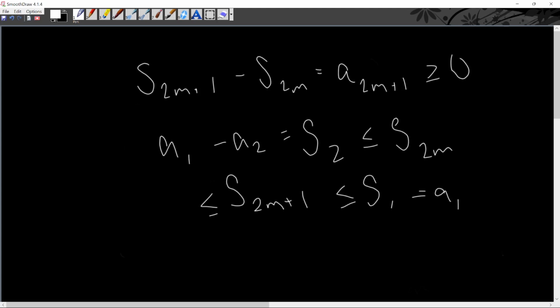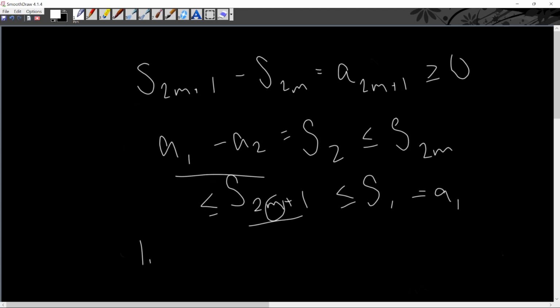So if this sequence is monotonically decreasing, a1 minus a2 is the lower bound of this monotonically decreasing sequence, s sub 2m plus 1. As we've said, this is the monotonically decreasing sequence, while s sub 2m is the monotonically increasing one. That's the even partial sums, which means that this sequence converges because this is monotonically decreasing. This sequence converges as m approaches infinity, right?